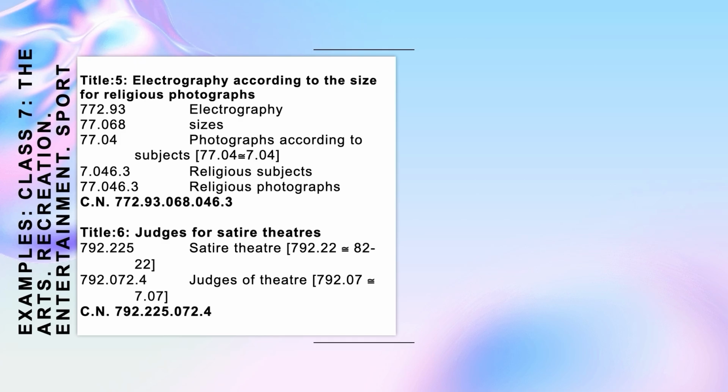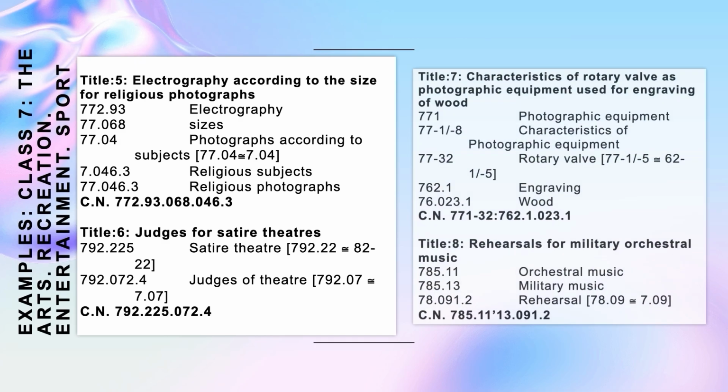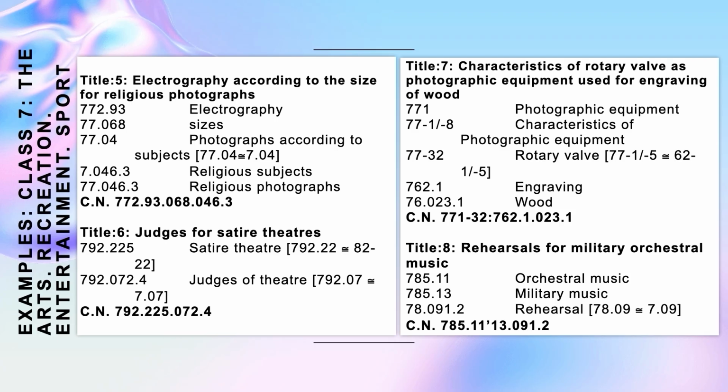So again, 792.072.4 judges for theatre. There is also an instruction, 792.07 subdivided as 7.07. So the class number will be 792.225.072.4. Then title 7, characteristics of rotary valve as photographic equipment used for engraving of wood.